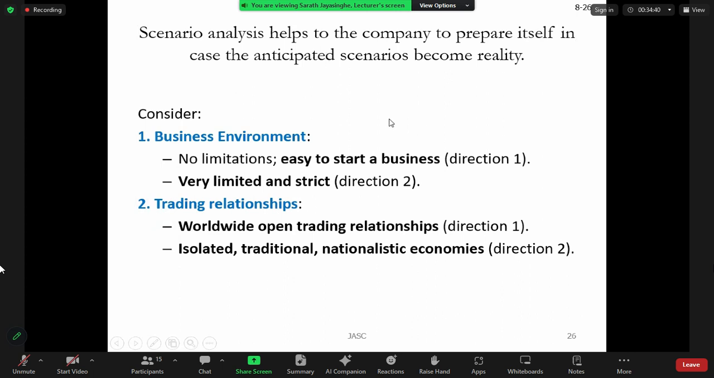In scenario analysis, for one example, consider the business environment. Number one: no limitation, easy to start a business. So that is direction one. Direction two: very limited and strict, difficult to start a business. Then if you take the other variable, trading relationships: worldwide open trading relationships is direction one. Then the next one is the opposite: an isolated, traditional, nationalistic economy, right?